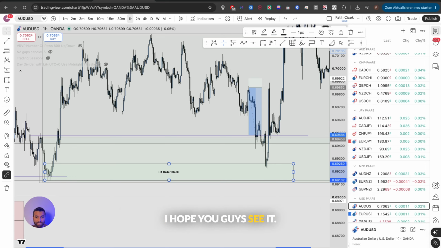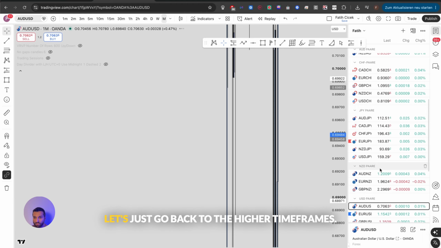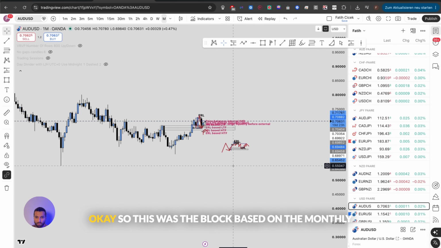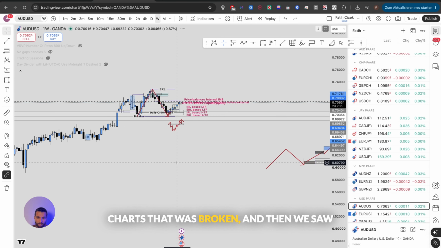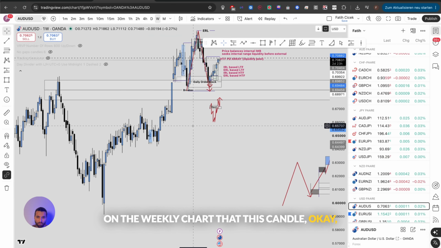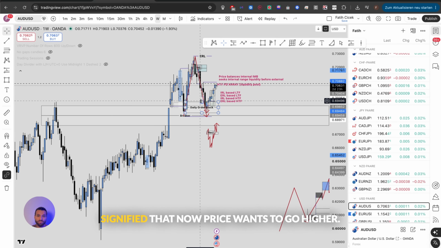Do you guys see this whole idea behind a top-down analysis, guys? I hope you guys see it. We started from the monthly chart. We drew the breaker block. Then we drew the order block based on the weekly chart. Let's just go back to the higher time frames. Okay. So this was the block based on the monthly chart that was broken. And then we saw on the weekly chart that this candle pierced into this breaker block, which to us signified that now price wants to go higher.